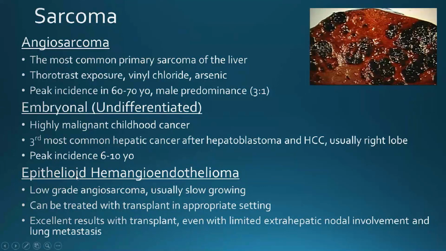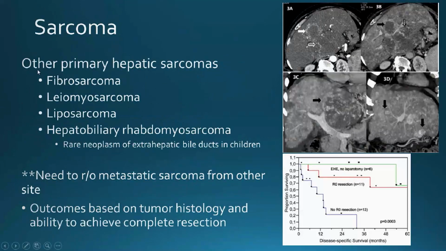And then we discussed epithelioid hemangioendothelioma in our few slides before. Other primary hepatic sarcomas are fibrosarcoma, leiomyosarcoma, liposarcoma, and hepatobiliary rhabdomyosarcoma, all of which are pretty rare tumors, but involvement of the liver is often too extensive, and these patients do not respond to transplantation. All patients who were transplanted in the past for these tumors had recurrence of the disease and loss of the patient in less than 2 years.